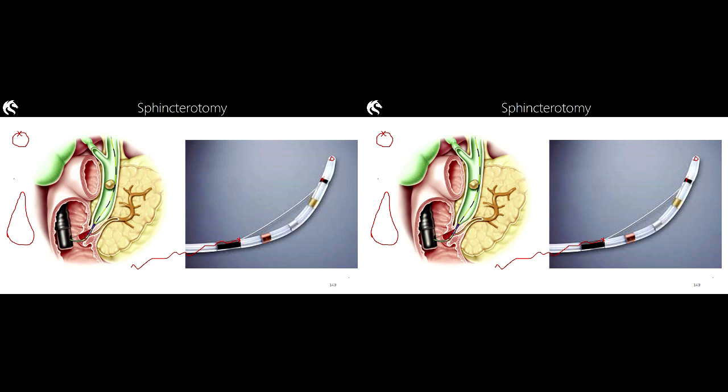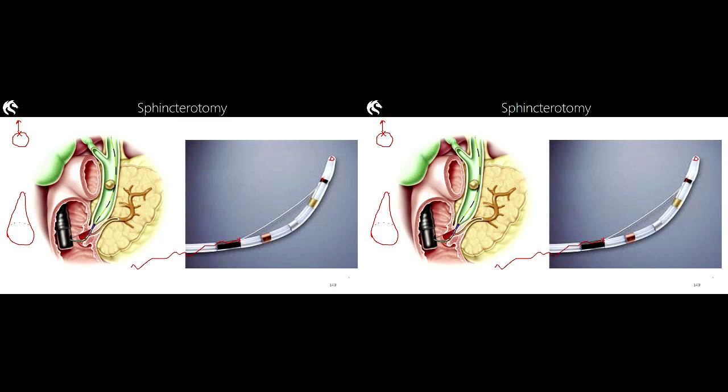putting some current through it. You start putting current through a wire, the wire is going to heat up. Now you've got a cutting tool, and by directing that heated up wire superiorly, you'll be able to cut that from being a round hole into being this big teardrop shaped structure, and the rock can come out.